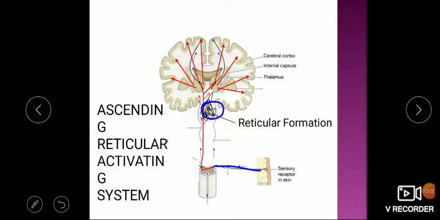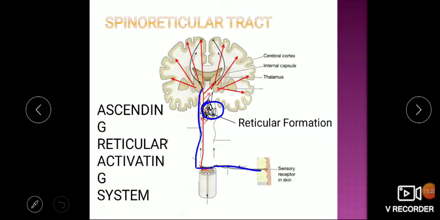According to some authors, this is labeled as a separate tract called the spino-reticular tract. But there is a difference of opinion. Some say it is nothing but a branch of the spinothalamic tract. Some consider this a separate tract. But ultimately, the anatomy of both is the same. First order neuron is ending at the spinal cord. Second order neuron arises and crosses to the opposite side, going up to the thalamus. And from the thalamus, fibers are going to the cortex. So this is the spino-reticular tract.